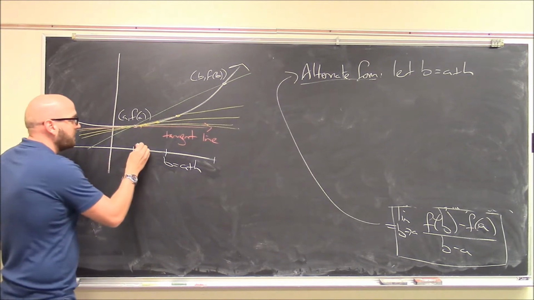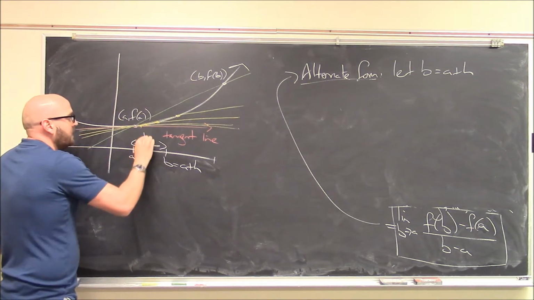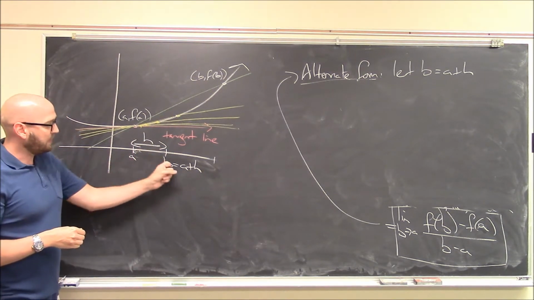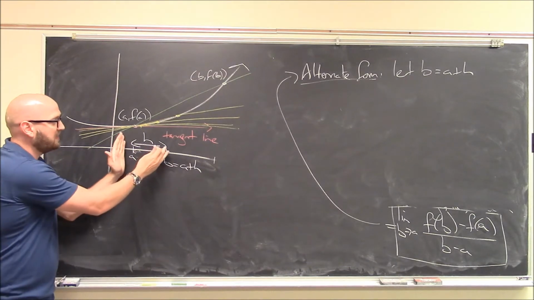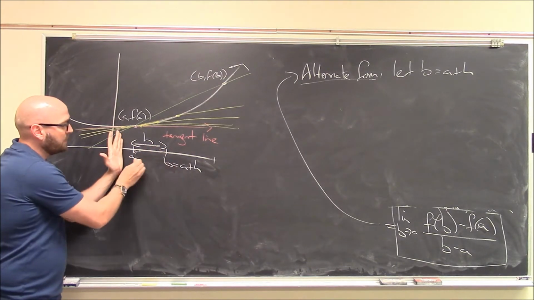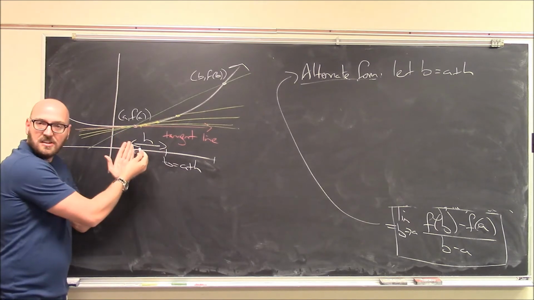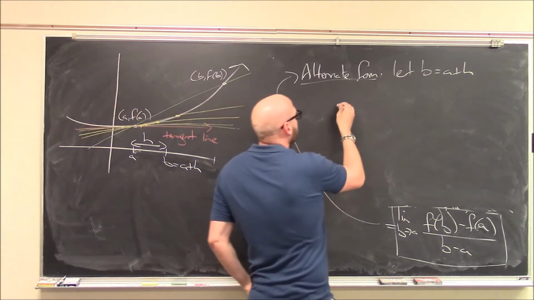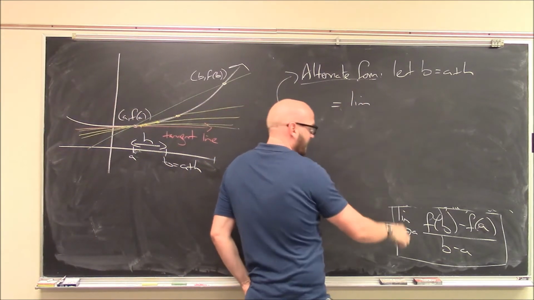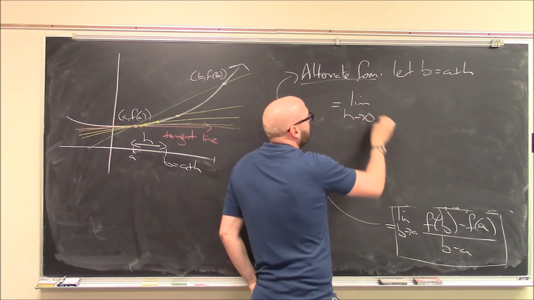Then what does h represent geometrically? Well, h is the distance between a and a plus h, so it's this distance here. So what am I doing when I'm forcing b towards a? I'm forcing h down to 0. So this is the limit as h goes to 0.